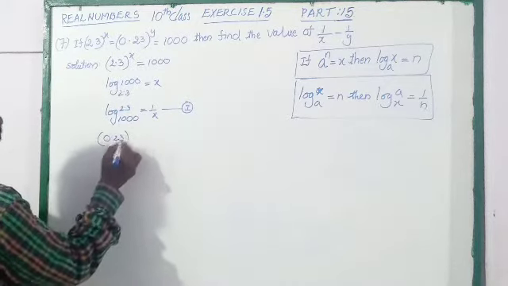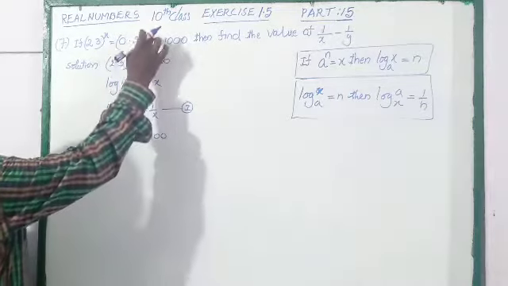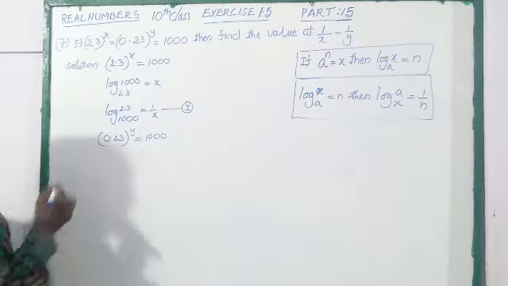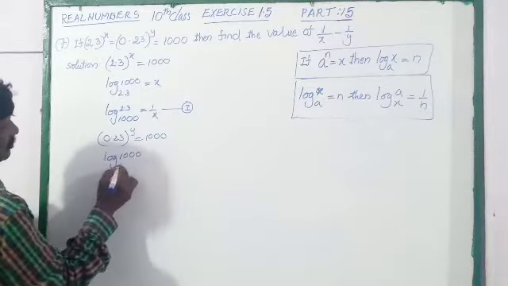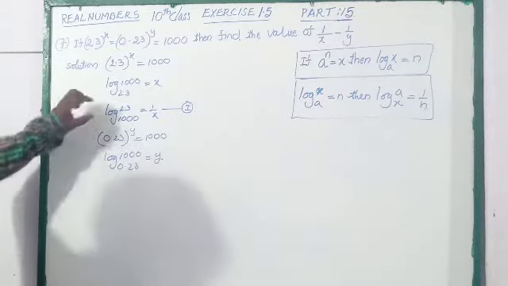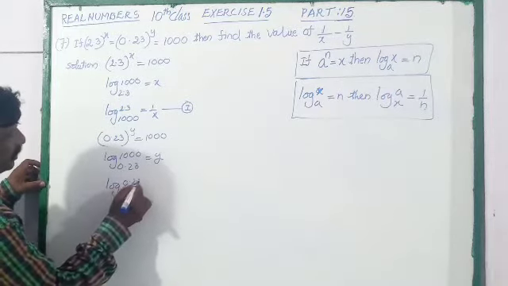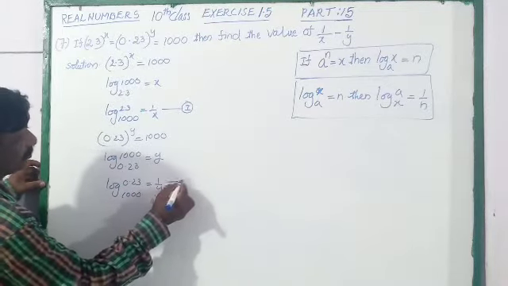As well as 0.23 to the power y is equal to 1000. Same, applying the log, log 1000 base 0.23 is equal to y. In the same way, log 0.23 base 1000 is equal to 1 by y. Let's call this 2.